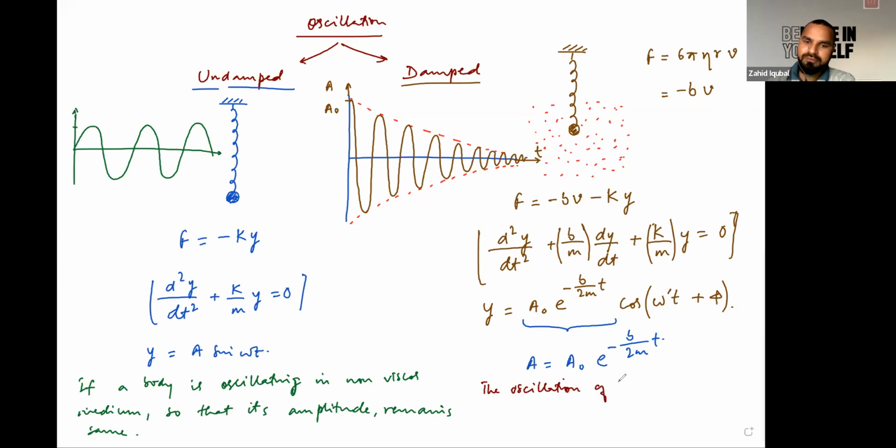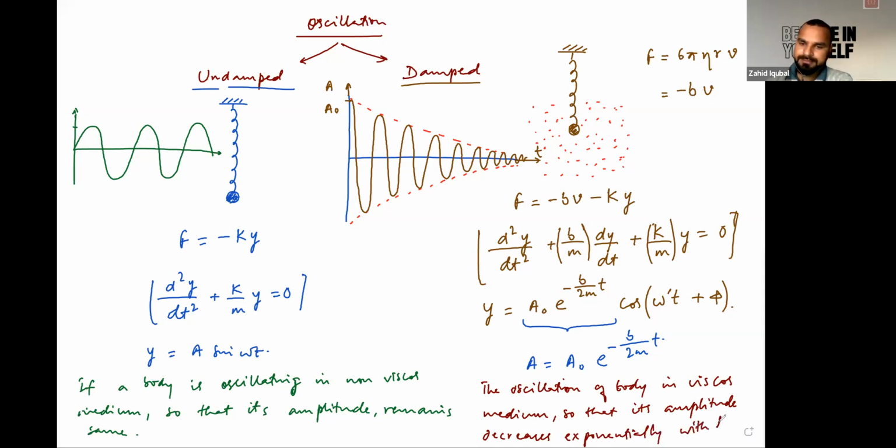The oscillation of a body in a viscous medium so that its amplitude decreases exponentially with time, then it is called damped oscillation.